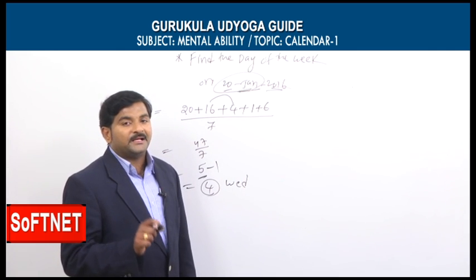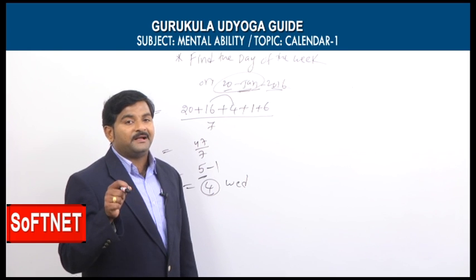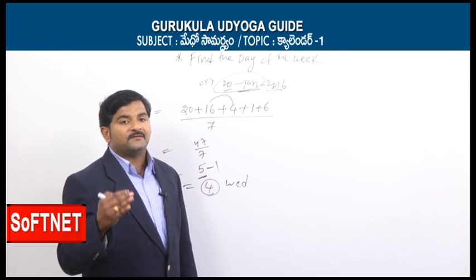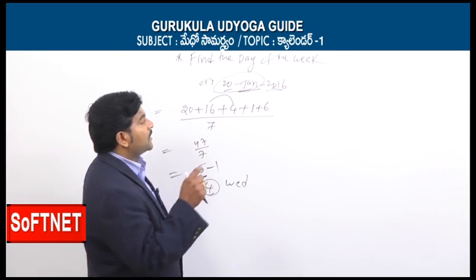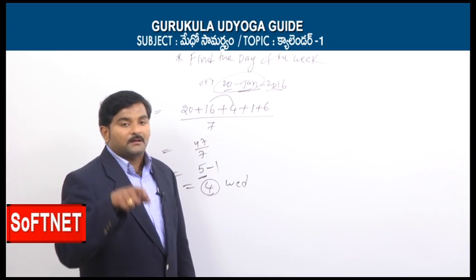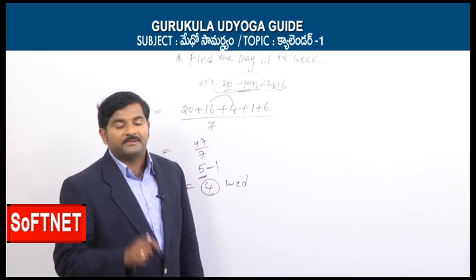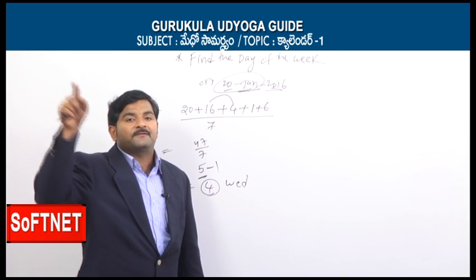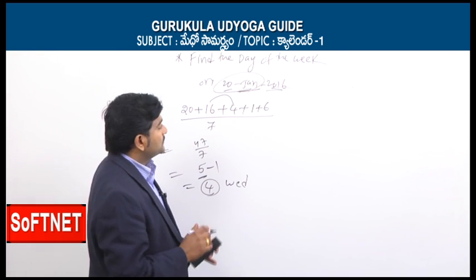If the given year is a leap year and the given date falls in the month of January or February, we have to reduce the given remainder by 1, because you will get one extra day in the month of February. That is the reason, so it's the most important point.